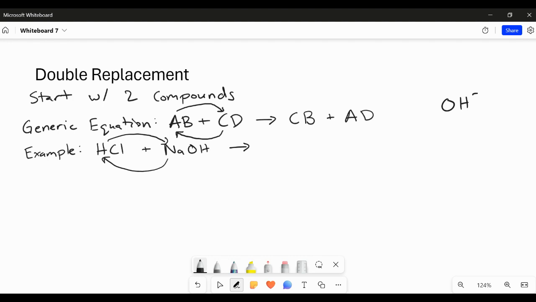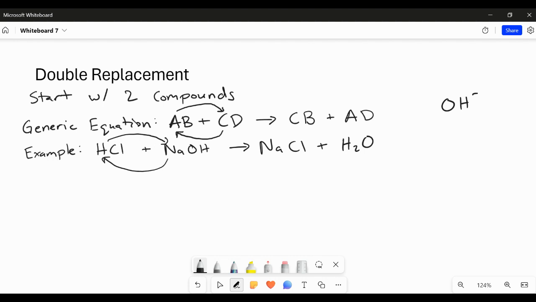So we're going to form sodium chloride. Sodium switches into hydrogen's old spot. Hydrogen is going to swap into sodium's old spot. So we're going to have one H right here and then an OH right here. HOH. That's two H's and one O. So you could rewrite that as H2O. That's water.